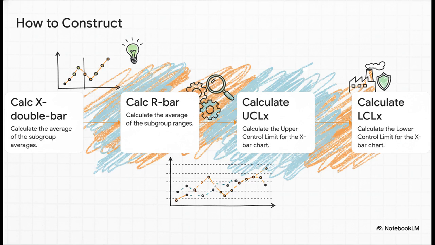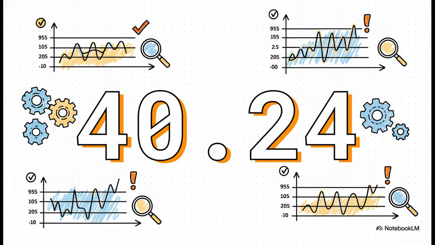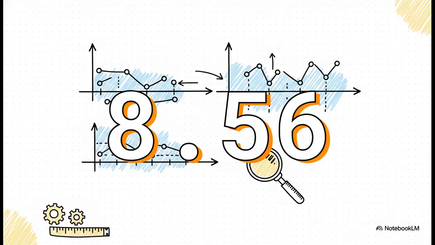Let's do it. First up, we take all 25 of those sample averages from our table and we average them. The result is what we call the grand average, or X double bar, and that number is 40.24. This becomes the target, the absolute center line for our entire control chart. It's our bullseye.